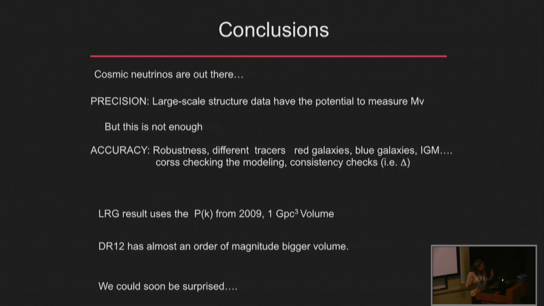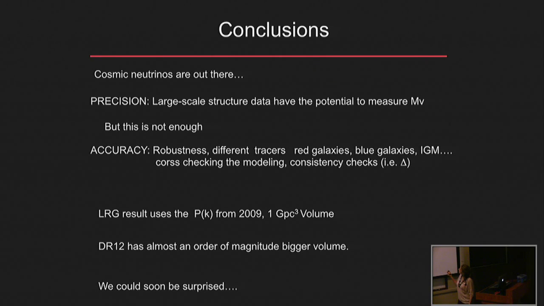So let me come up with a conclusion because my time is up. Cosmic neutrinos are out there, but now it's a question. We have the precision, like the large scale structure data, and have the potential to measure the neutrino mass. But precision is not enough. We have to move towards accuracy. And robustness, use different tracers, red galaxy, blue galaxy.